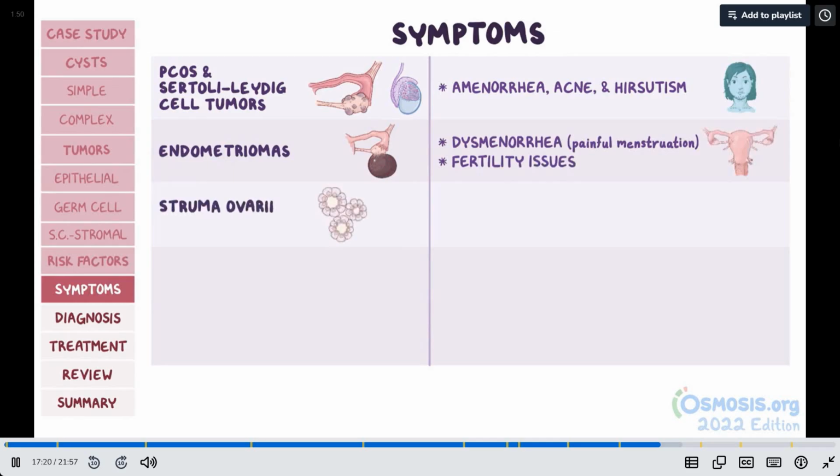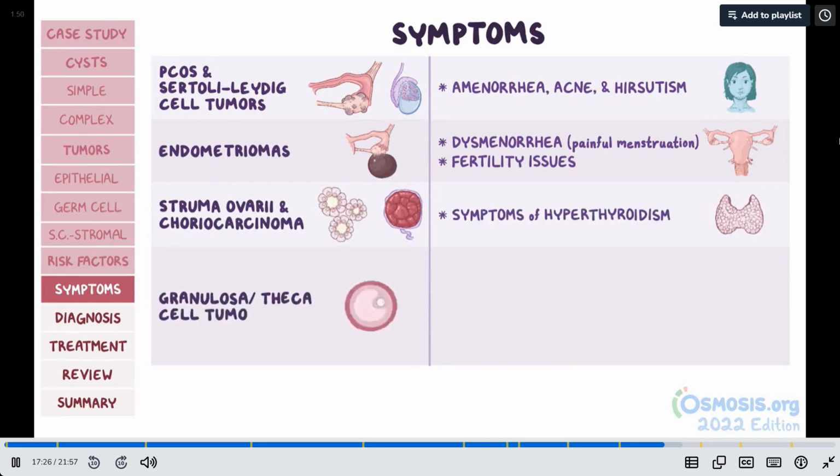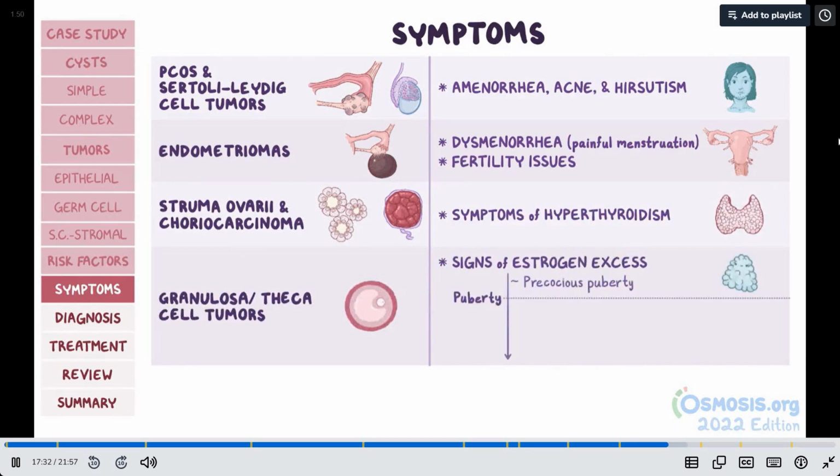In struma ovari, and in some cases of choriocarcinoma, there will be symptoms of hyperthyroidism. Granulosa or theca cell tumors will lead to signs of estrogen excess. Prior to puberty, this results in precocious puberty, which is when signs of puberty appear before the age of 8 in females. In reproductive age, it can cause menorrhagia or metrorrhagia.